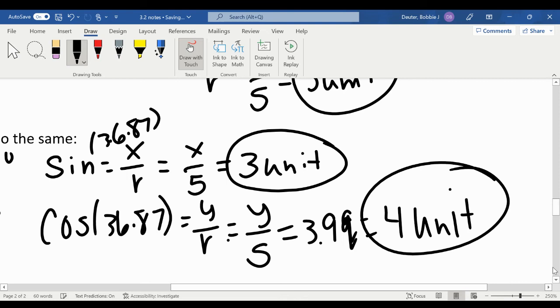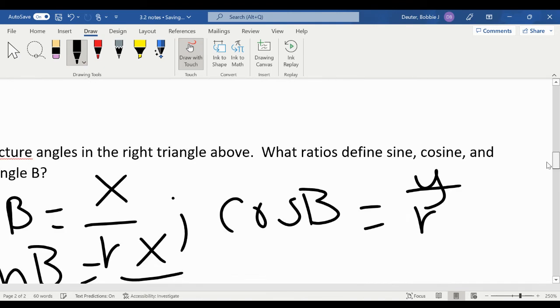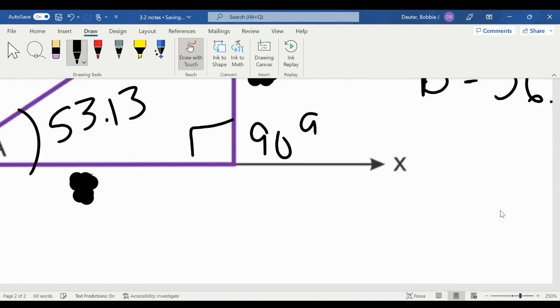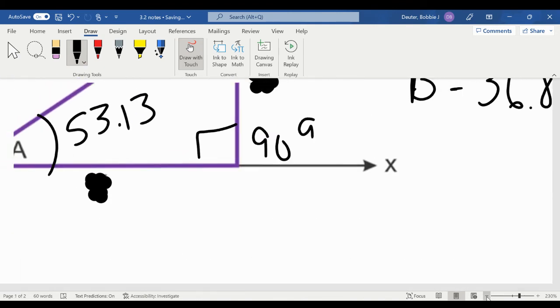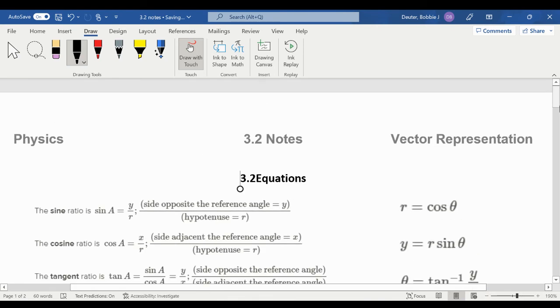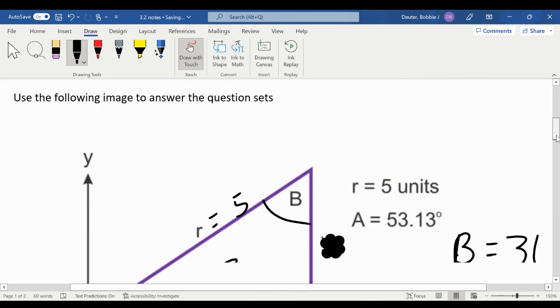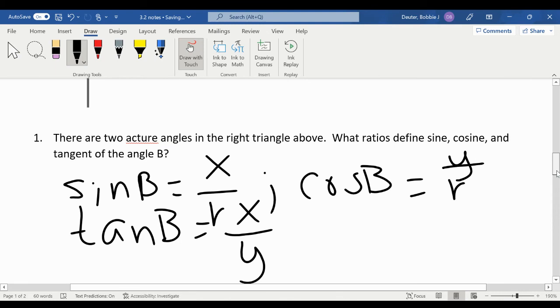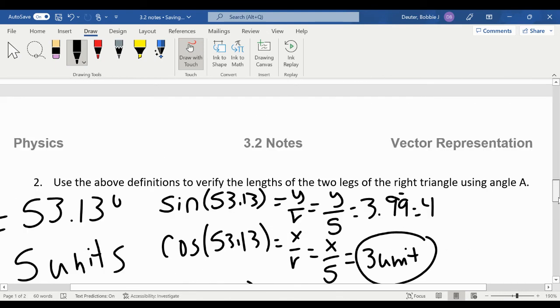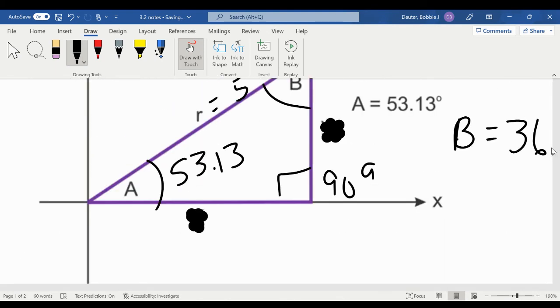So now that we've done that correctly, we have found that we have 3 units and 4 units for our triangle above here. So then that becomes our x value and our y value. And so we can see on here that we have an x value of 3 and a y value of 4.